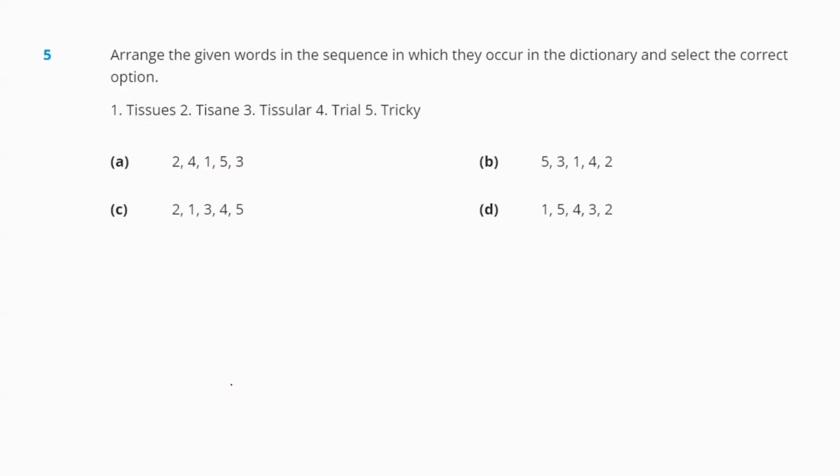Arrange the given words in a sequence in which they occur in the dictionary and select the correct option. So let's see. They all have T.